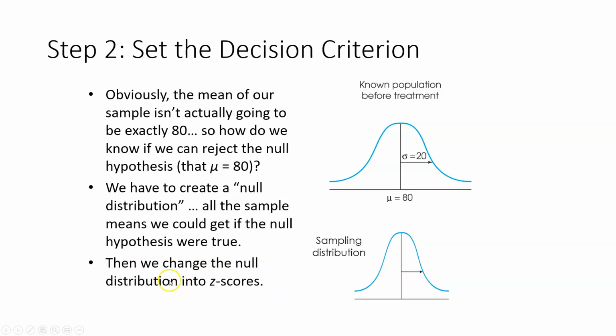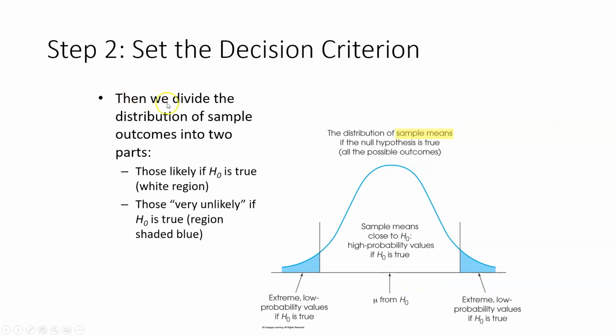Then we change the null distribution into z-scores. So we put the mean down here as 80 and the standard error of the mean here as 4. But here, when you change the whole thing into z-scores, this becomes 0 and 1. Then we divide the distribution of sample outcomes into 2 parts. Those that are likely if the null hypothesis is true are those here in the center. In the tails are those that are very unlikely if the null hypothesis is true.